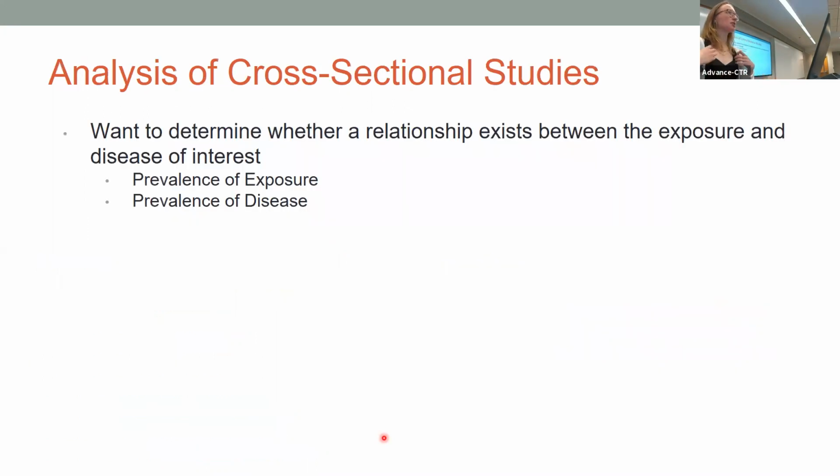Okay, but we have these numbers, so what can we do with them other than quantifying how many people in our sample happen to be diseased or undiseased or exposed or unexposed? A cross-sectional study is a prevalence study. We want to determine whether there exists a relationship between our exposure and our disease of interest. We can do that in two different ways. We can look at the prevalence of exposure among those who do or do not have the disease. And we can also look at the prevalence of the disease among those who are or are not exposed. So, how many people have the disease among those who have been exposed to it or not exposed to it.